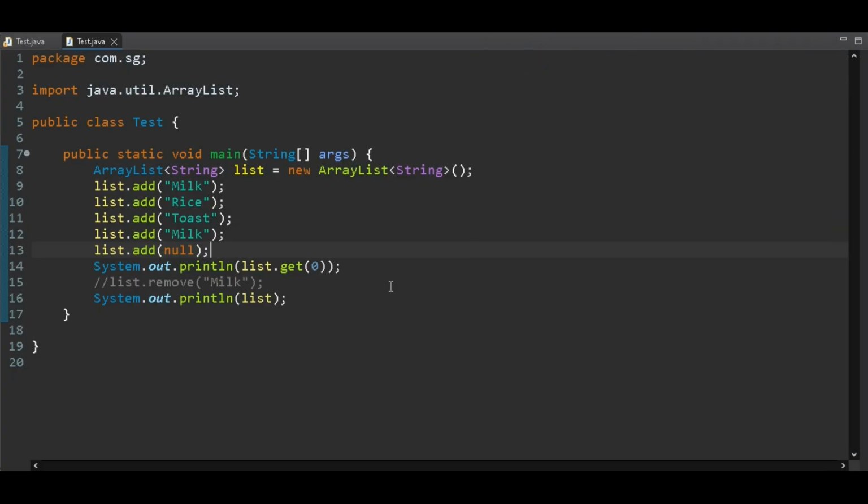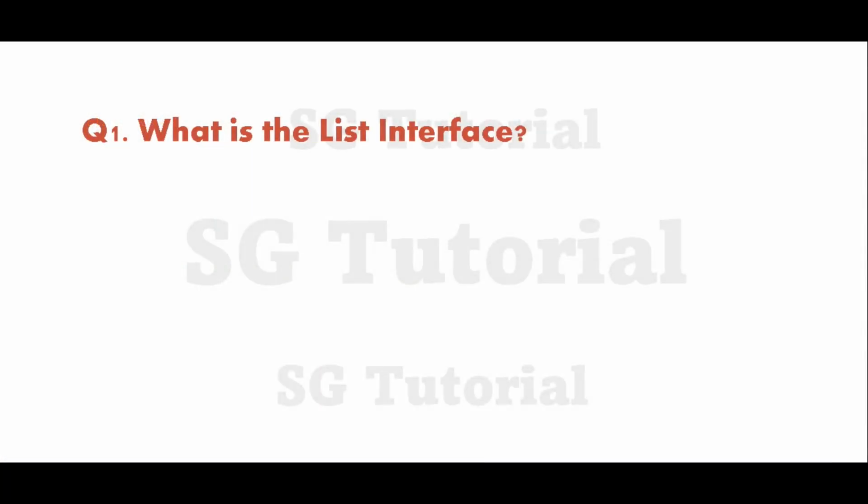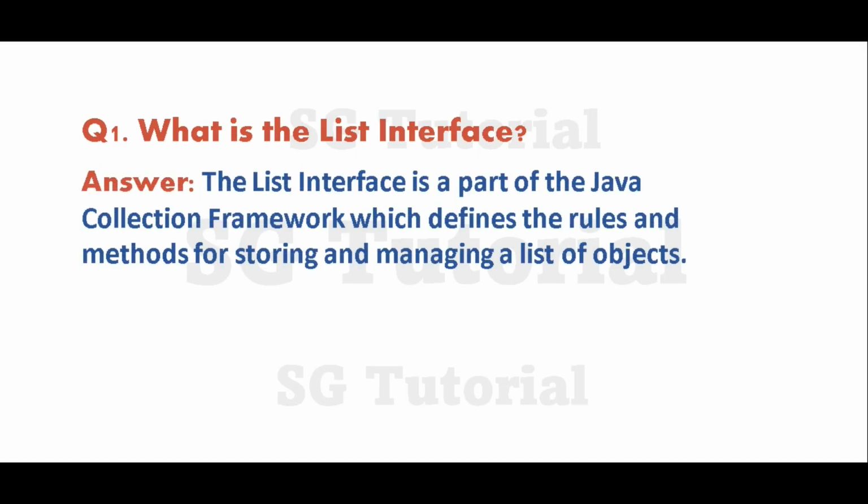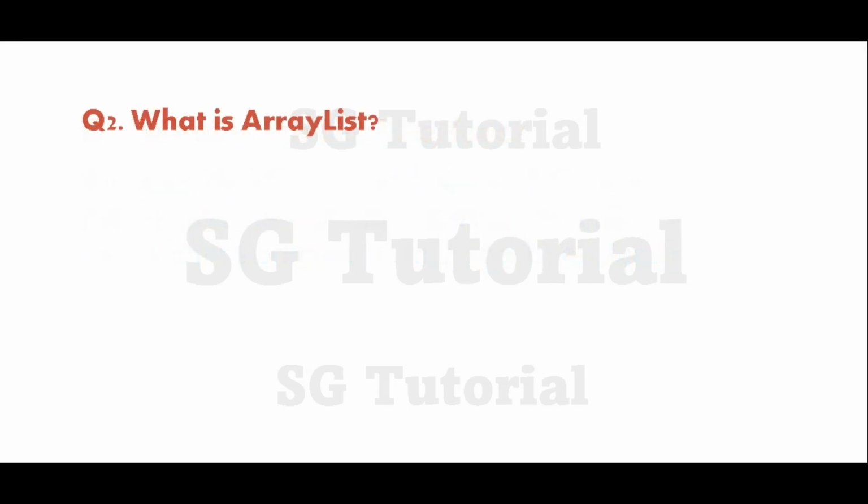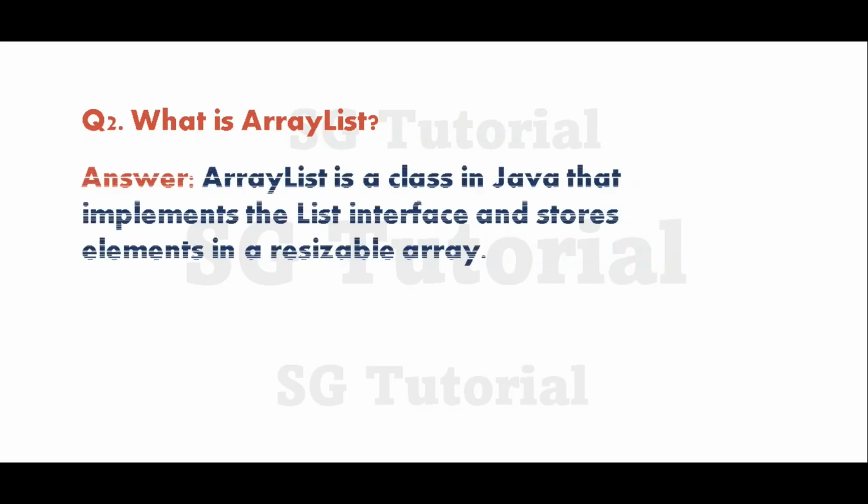Now let's look at some important interview questions that are commonly asked on this topic. The first question is, what is the List interface? You can simply say the List interface is a part of the Java collection framework which defines the rules and methods for storing and managing a list of objects. And another question is, what is ArrayList? You can say ArrayList is a class in Java that implements the List interface and stores elements in a resizable array. Okay, this answer is enough.